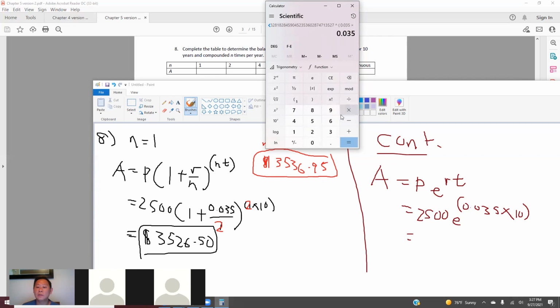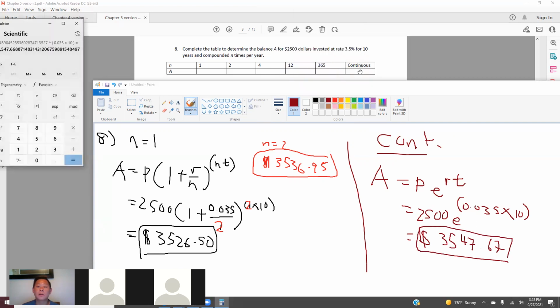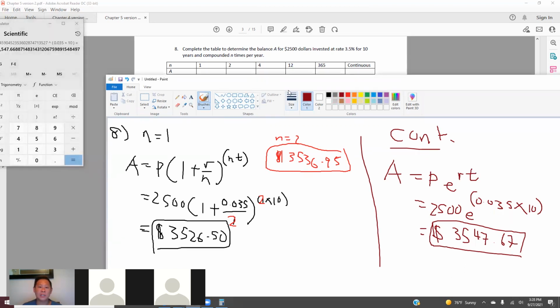Anyone have any questions here so far? It's very heavy on the calculator. This one came out to be 3,547.67. So this is your continuous case. I didn't do the 4, 12, 365. I think you guys know what to do here. You guys all right here with this? Anyone have any questions for me here?